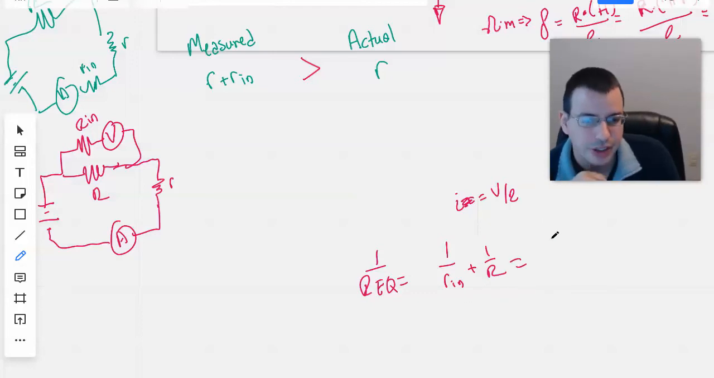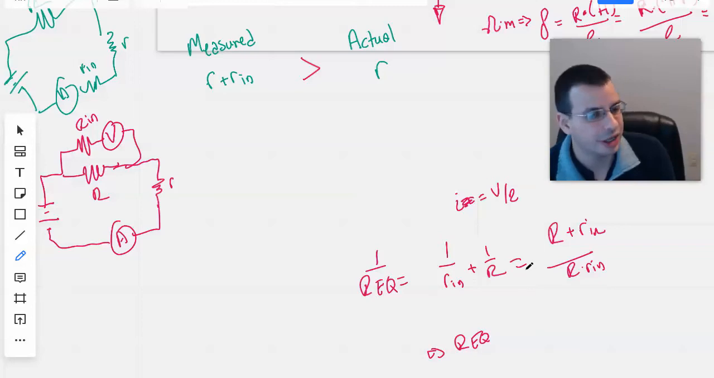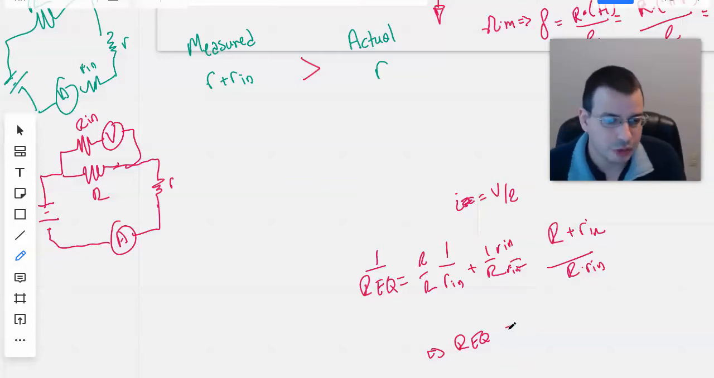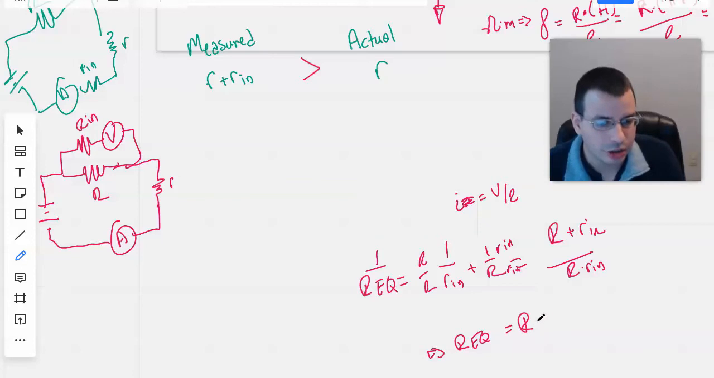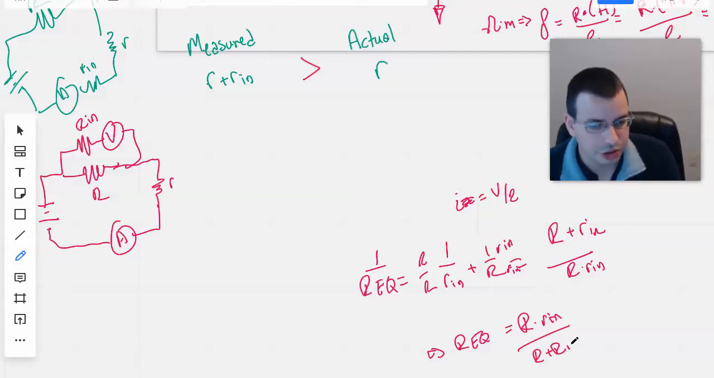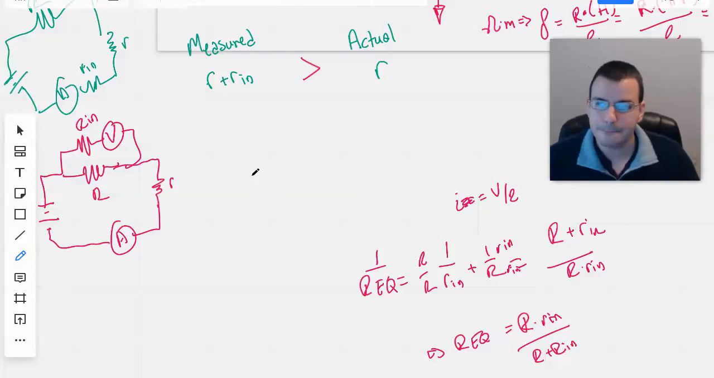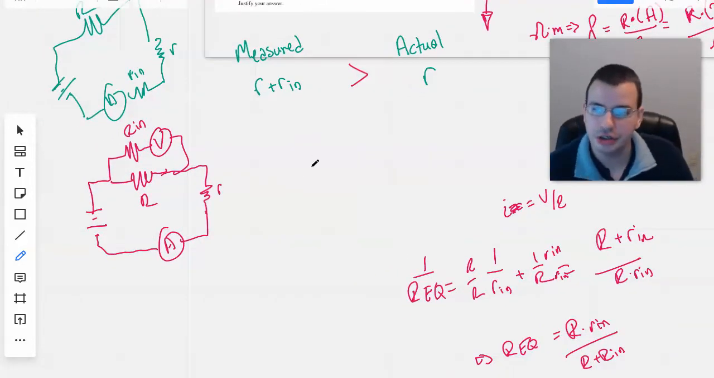And then this would be R plus R internal over R times R internal. Therefore, R equivalent. So we're finding a common denominator, which is R internal. So we multiply this by R over R, multiply this by R internal over R internal, and then combine. So R equivalent would be R times R internal over R plus R internal. Okay?